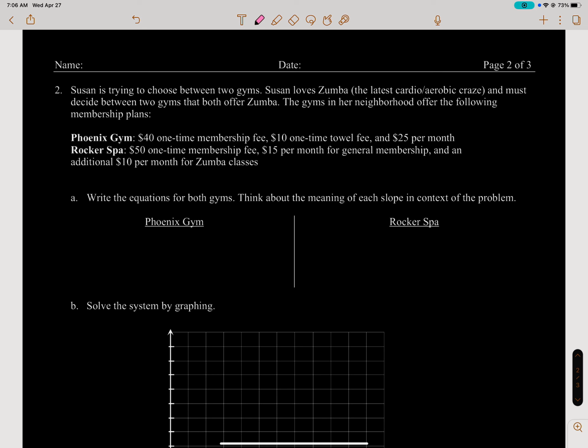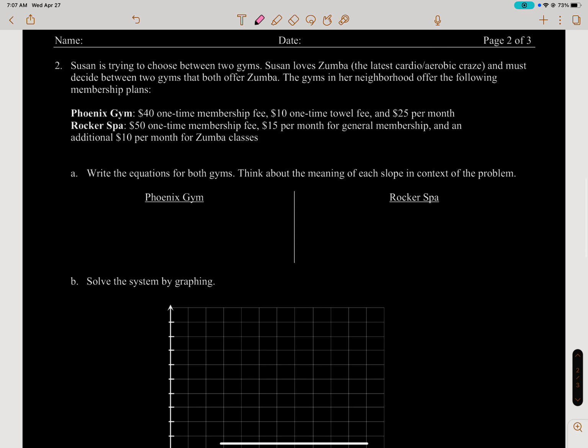Susan's trying to choose between two gyms. So this is gym again. She loves Zumba and must decide between two gyms that both offer Zumba. The gyms in her neighborhood offer the following membership plans. Phoenix is a $40 one-time membership fee, $10 one-time towel fee, and then $25 per month. Rocker Spa is a $50 one-time membership fee, $15 per month for general, and an additional $10 per month for Zumba. So let's write an equation for the Phoenix gym for the cost.